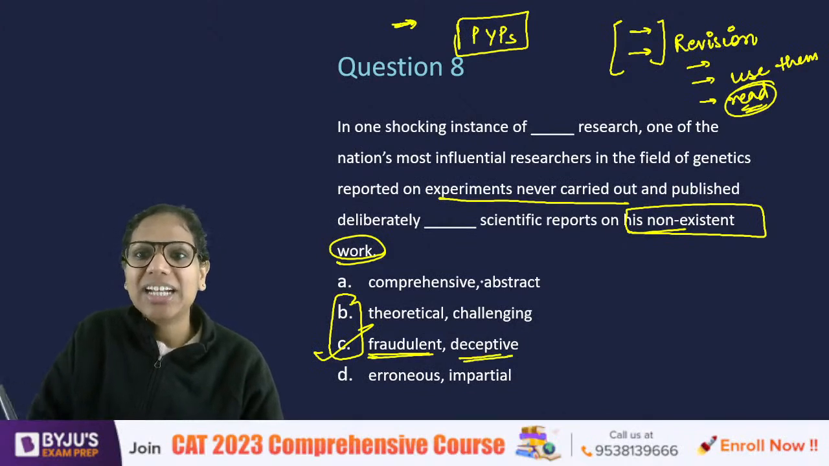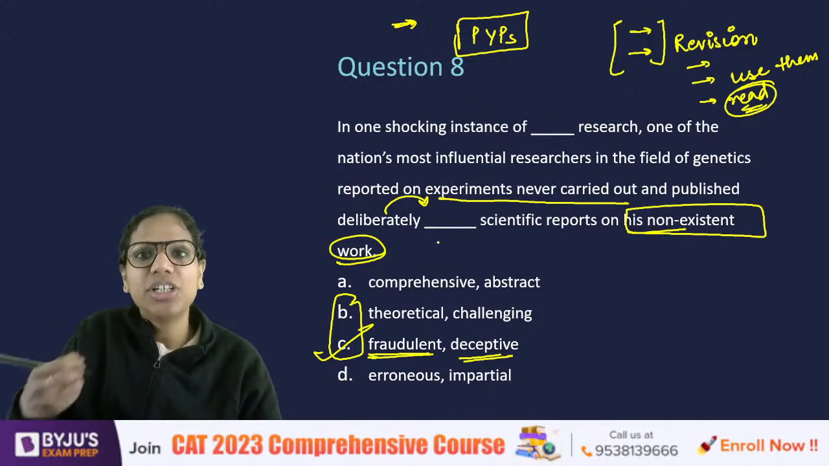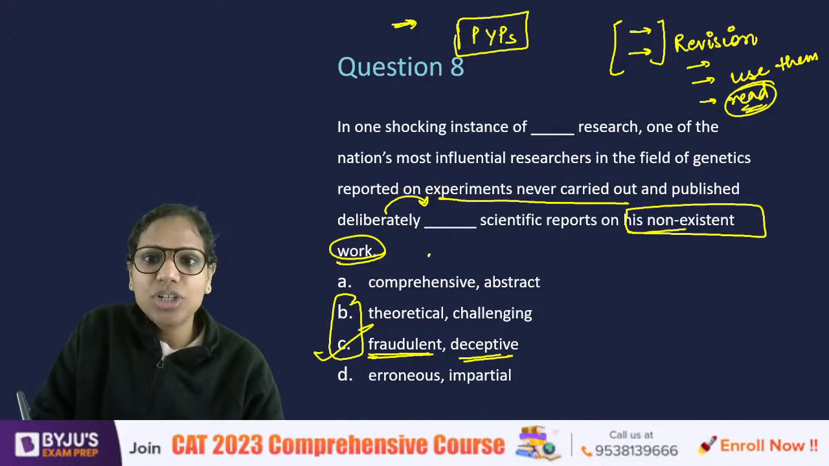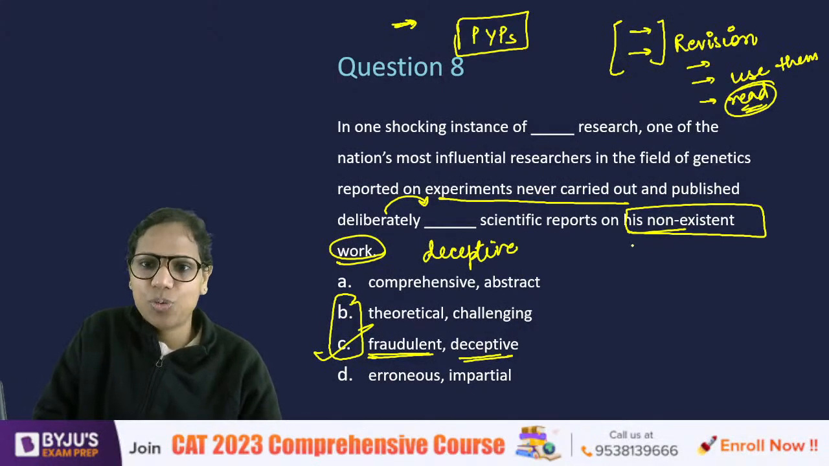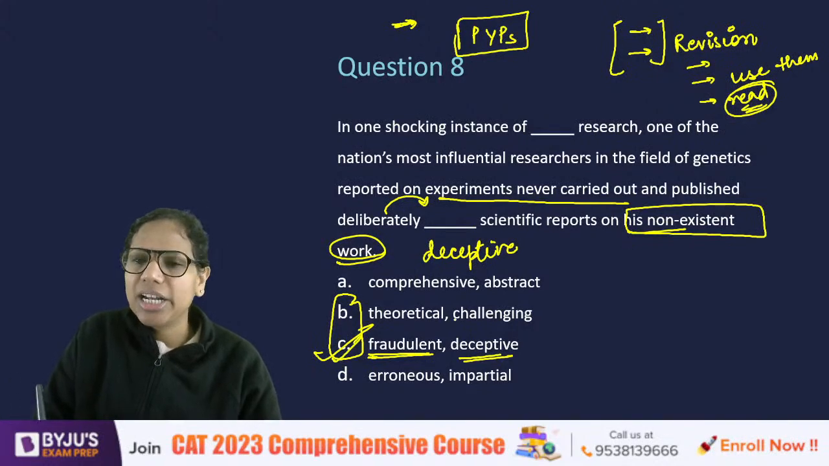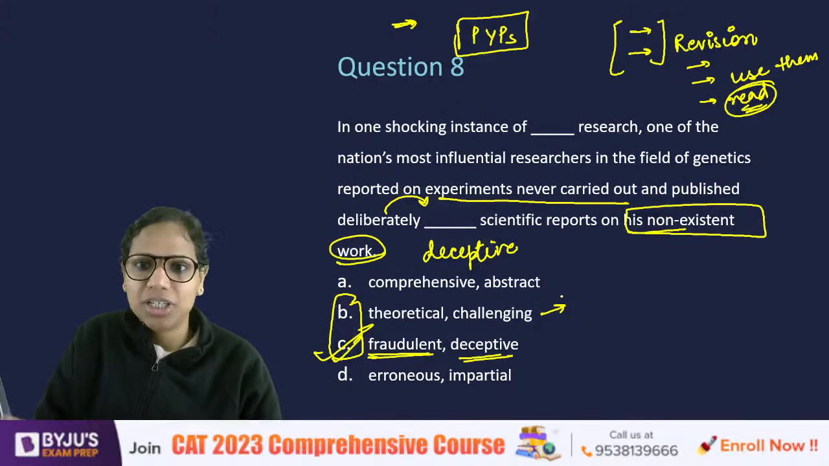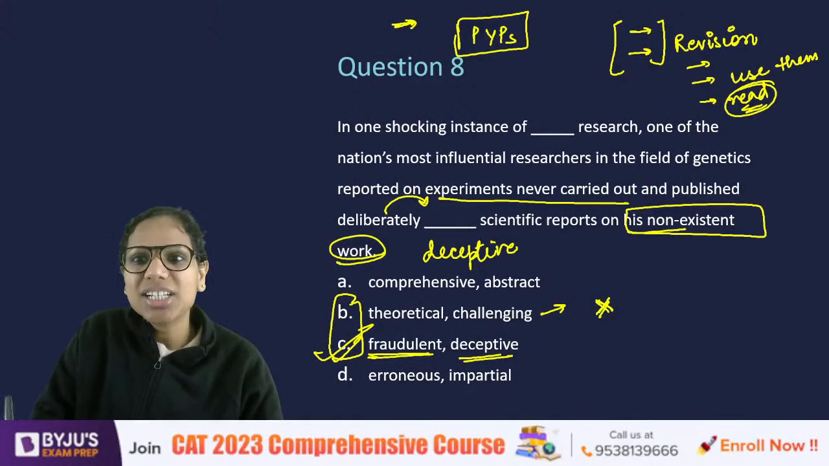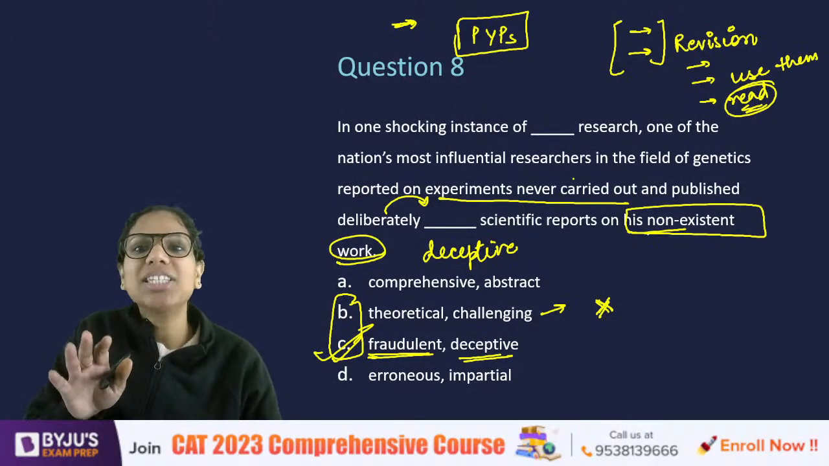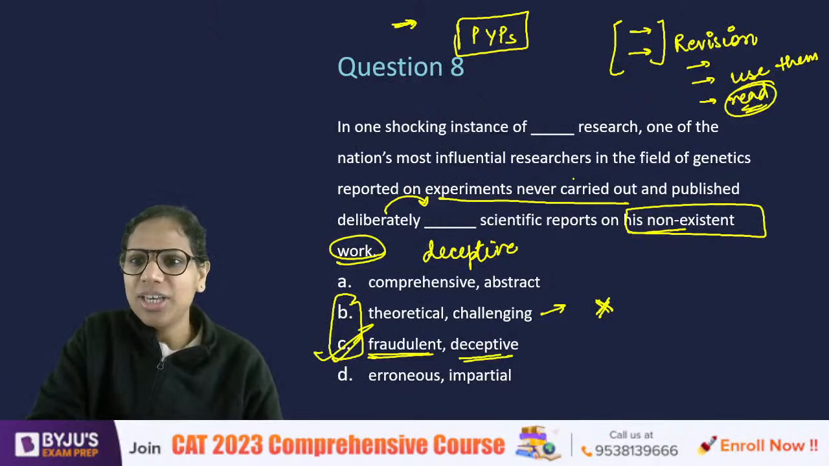Fraudulent research and deliberately. See, when you do something deliberately, that means you are actively trying to cheat someone. So deceptive is a word that fits here. Deliberately deceptive scientific reports. Right? Theoretical research, challenging, and published deliberately challenging scientific reports. If a report is challenging in nature, that means it is of such good quality that it demands a lot from me. That is not the case here. The work itself has never been carried out. So it's only C that fits. Okay?